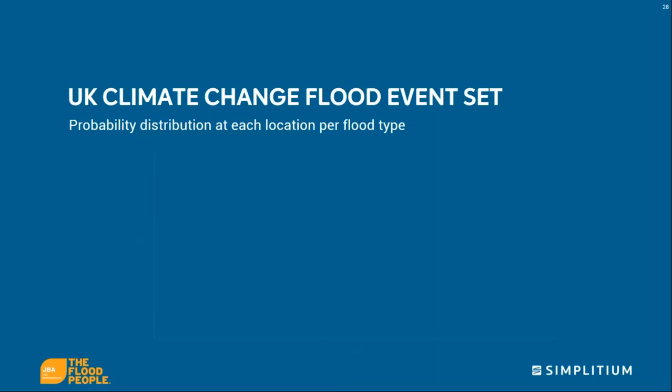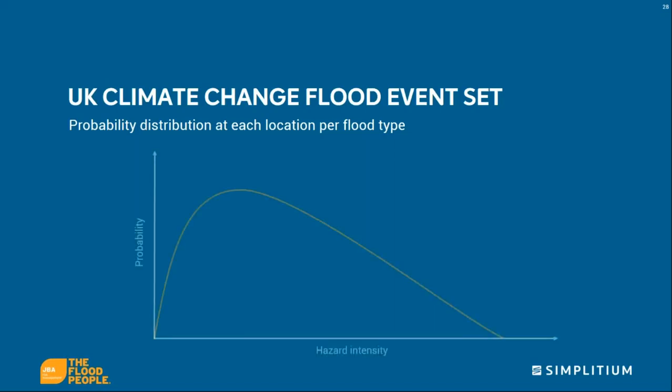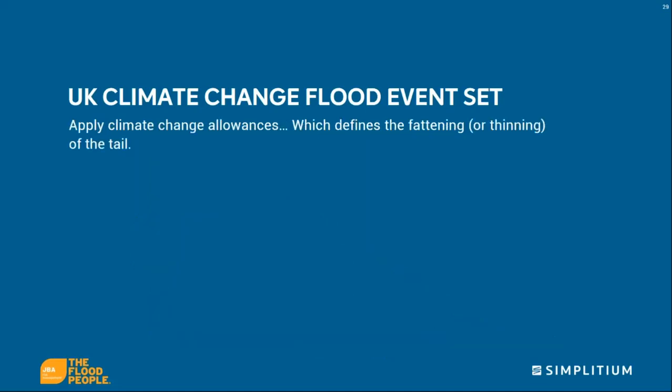So you may be wondering, well, how have you actually applied this to your UK climate change flood event set? Well, each event in our event set is defined in terms of the return period of the hazard intensity at all affected locations. To estimate the return period in years of a given hazard intensity, a probability distribution is fitted to the flow, rainfall, or sea level data at each modelled location using the peak over threshold method.